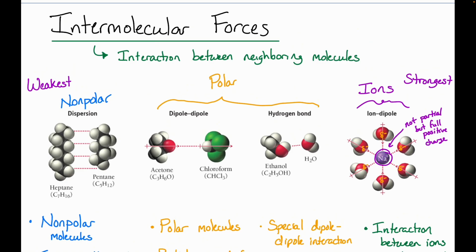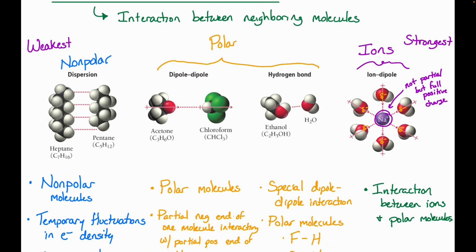All right, so let's pick up where we left off last time with our discussion of intermolecular forces. These are the interactions that take place between neighboring molecules. We ranked them from the very weakest to the strongest type of intermolecular force that we see. The very weakest are what we call dispersion forces, and these arise from the temporary fluctuations in electron density in a molecule. These are the only interactions that nonpolar molecules have with their neighbors.